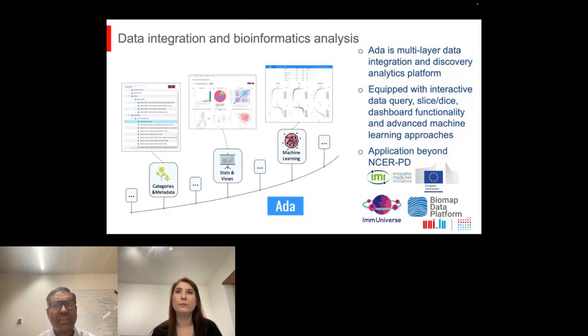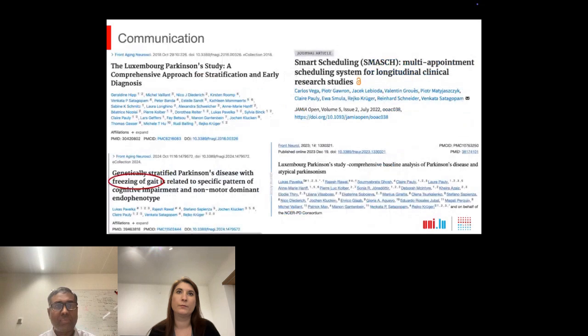And also this tool is equipped with some machine learning approaches, so one can search the data, do the slicing and dicing, then download these subsets and feed them to different analysis pipelines. So this is the one tool we developed in-house.